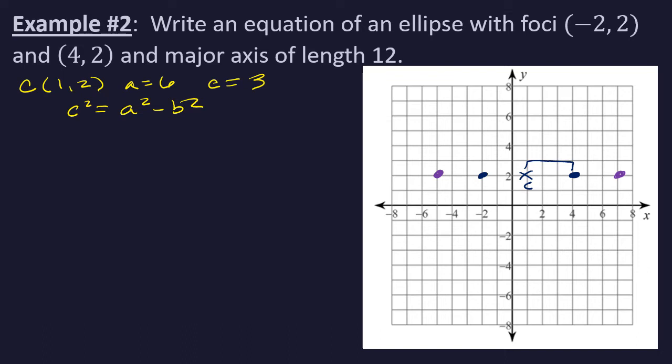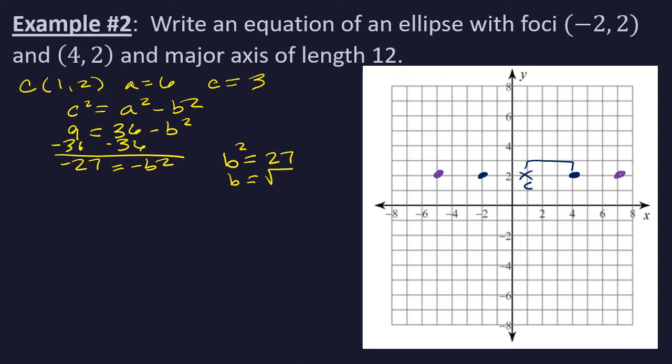So if I look at this, c squared, c is 3, 3 squared is 9, a squared is 36 minus my b squared value. So if I subtract that 36 over, I get negative 27 equals negative b squared. So b squared is 27, and b is the square root of 27. Again, for graphing purposes, just estimate. The square root of 25 is 5, so this is probably approximately 5.1.